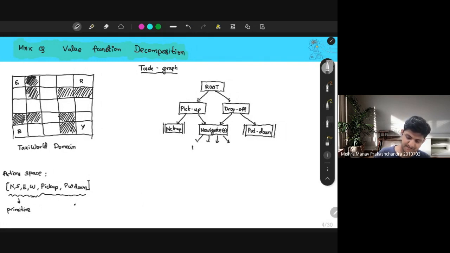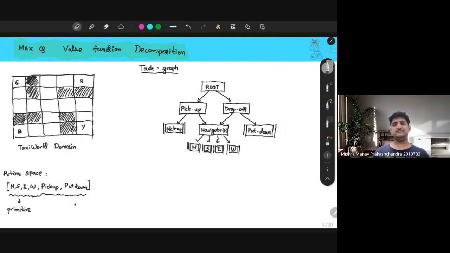What are the four actions? You have north, you have south, east, and west. Okay, and these are your primitive actions denoted by the double dash lines. So these lines are known as the primitive actions. Others are the non-primitive actions.